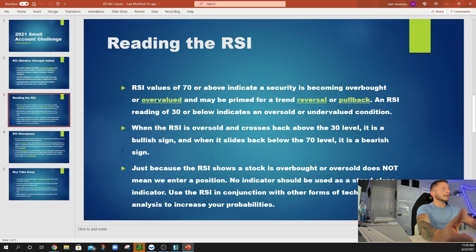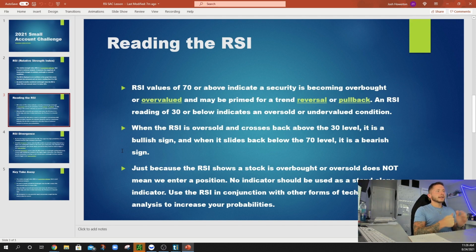So we know what the RSI is. We know how to read the RSI, but what are some cool tips and tricks? I would say a tip and a trick. Not a lot of people know about divergence. People that look at the RSI, they primarily use it for identifying overbought or oversold conditions. But I really like using the RSI for divergence, right?